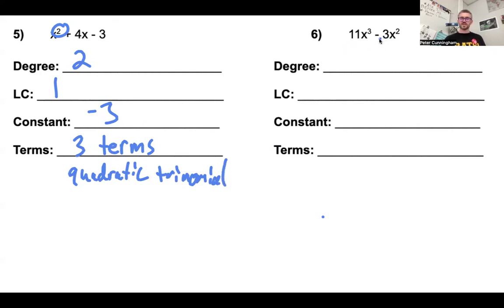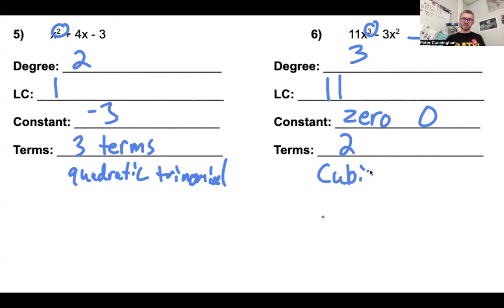Right, this is already in standard form, so my degree, the top one, is 3. The lead coefficient is 11. Constant: there is no constant, which means my constant is 0. You also write the number 0. Terms: there are 2. Since it's degree 3, this is a cubic. There are 2 terms, so it is a cubic binomial.